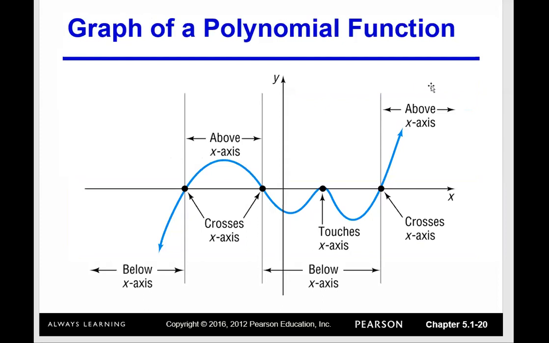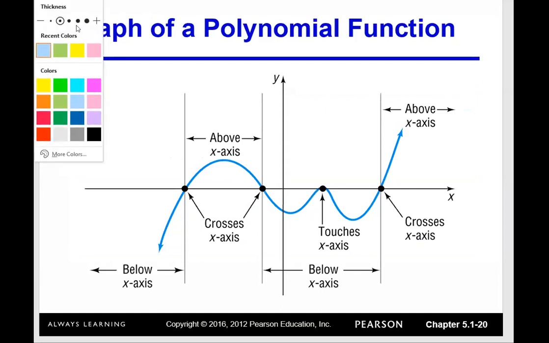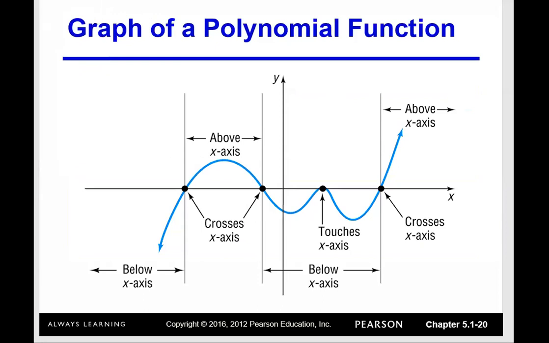Here's a picture of the zeros. I think I'll use a pen on this one. Orange. All right. So this point right here, and this point right here, and this point right here, those are all zeros. They are also x-intercepts.